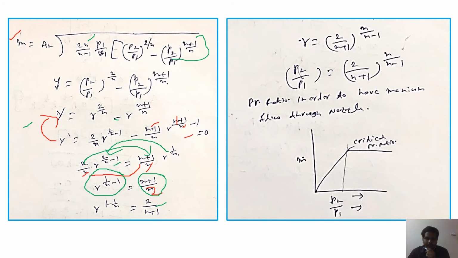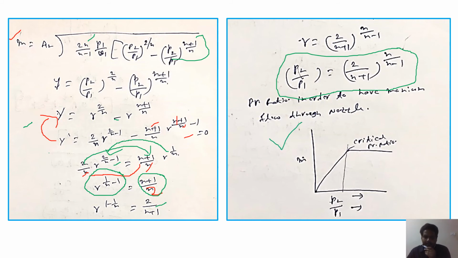Now, what is r? r is P2 by P1. So P2 by P1 equals (2 by n plus 1) power n by n minus 1. So this is the equation for the maximum pressure ratio in order to have maximum flow through the nozzle. Again I am repeating, this is the equation for the pressure ratio in order to have maximum flow through the nozzle.